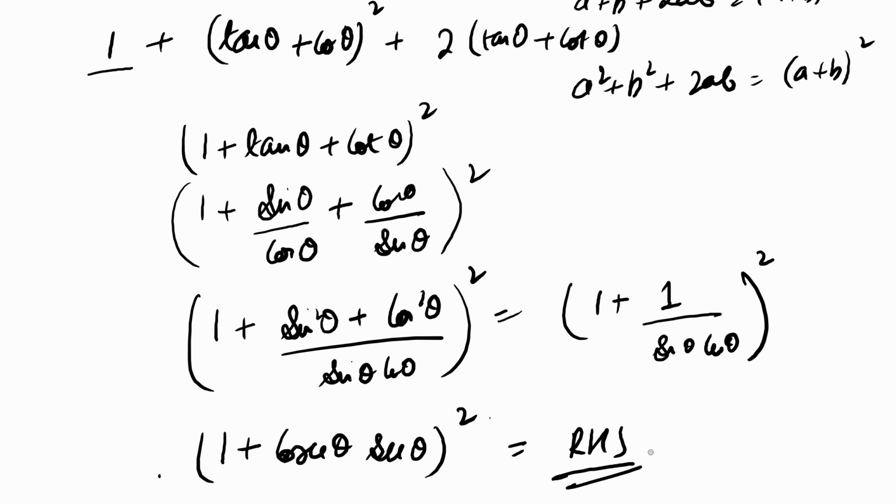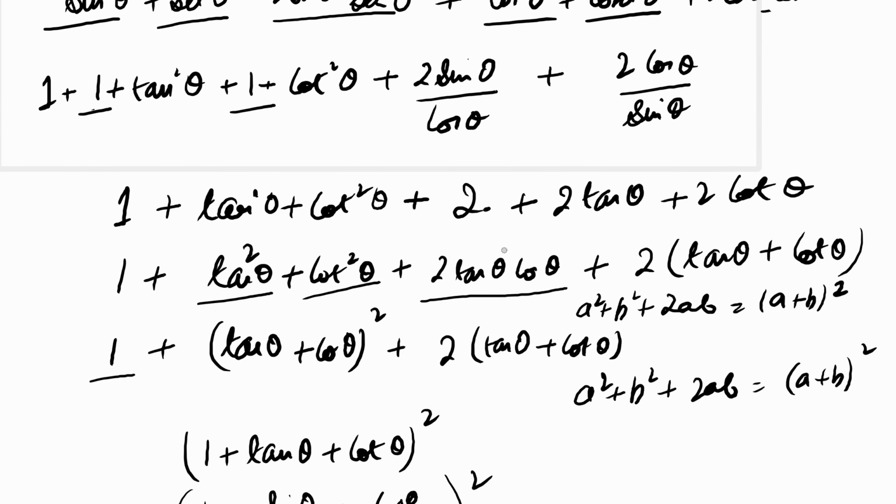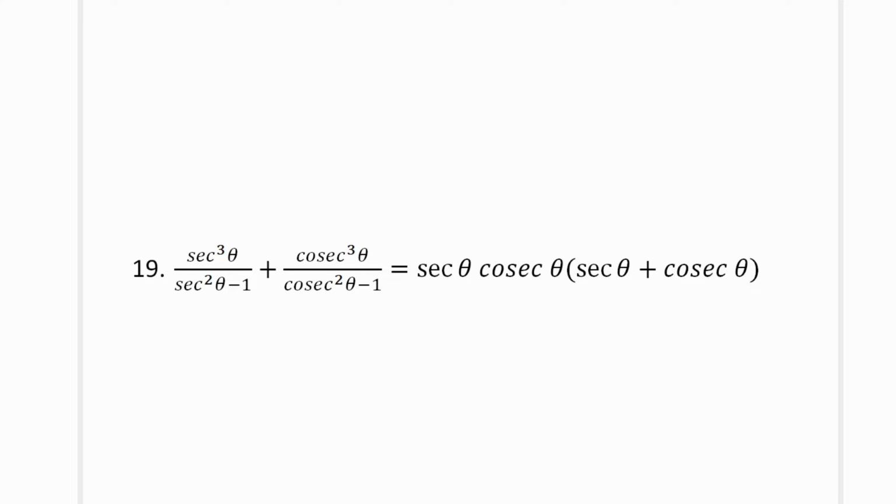Yes. Okay. So this was a little difficult question, especially because here you have to write 2 as 2 tan theta into cot theta. If you don't know this trick, it will become very difficult to think of in the exam at that point, but this is a neat little trick that you should know, so that you can get the a square plus b square plus 2ab formula over here. Okay, now let's move on to the next question.